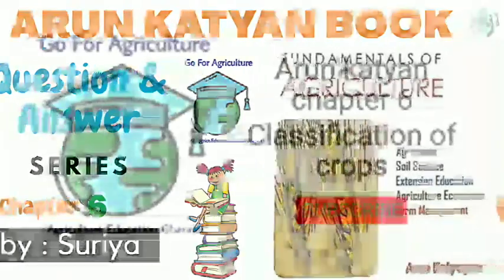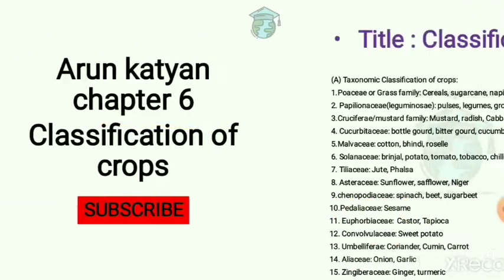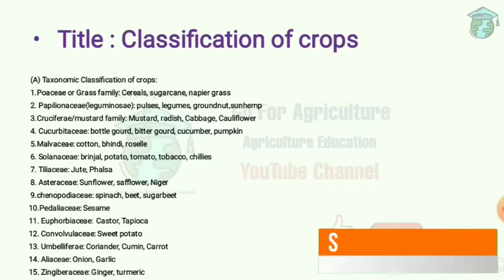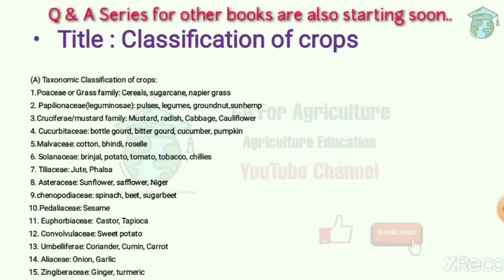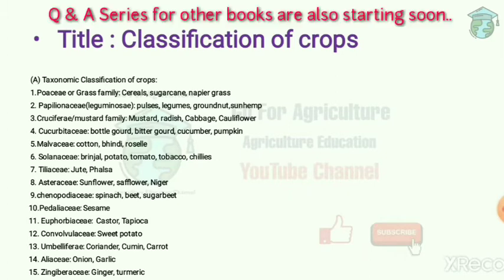Today we are going to discuss Arun Katyan chapter 6, that is classification of crops. Generally the classification of crops is of two types. First one is taxonomical classification, next classification is special classification. In taxonomical classification, first one is Poaceae, that is also called Graminae family, or we can say grass family.